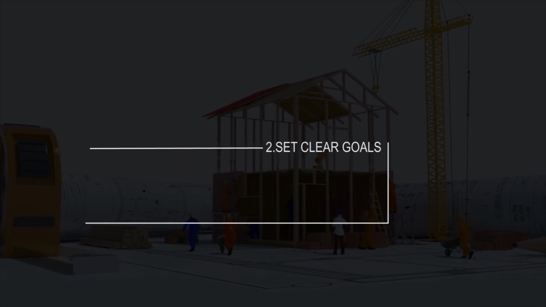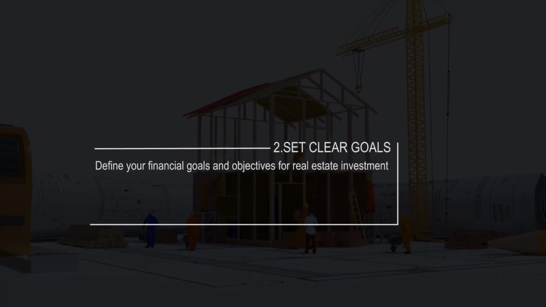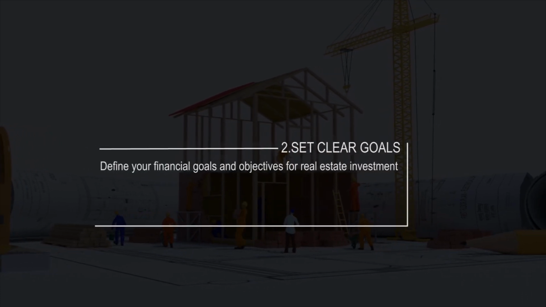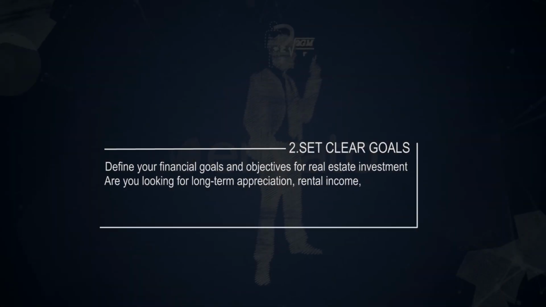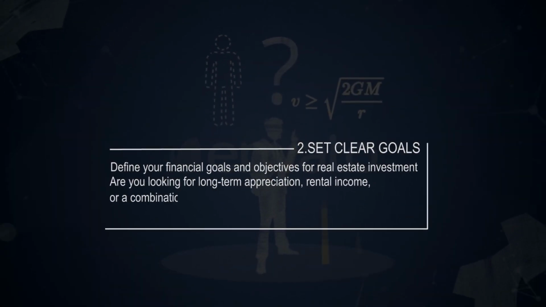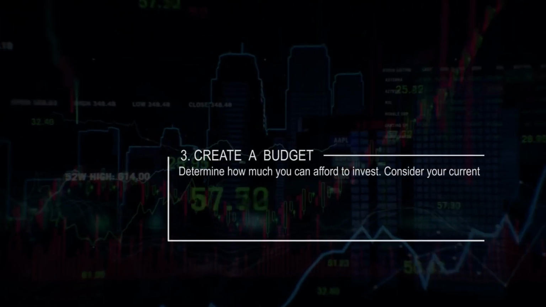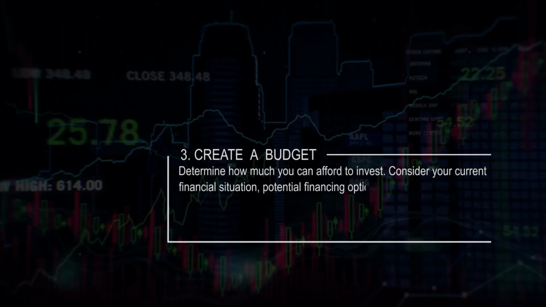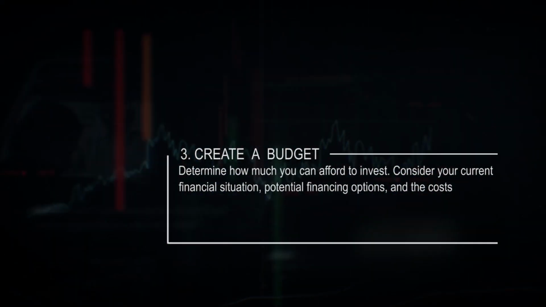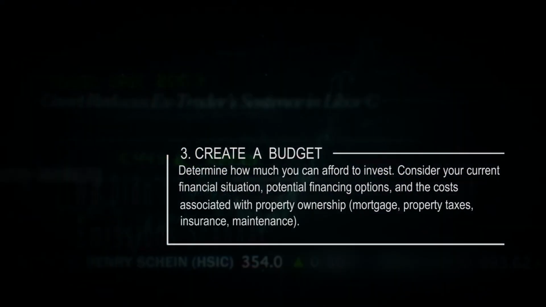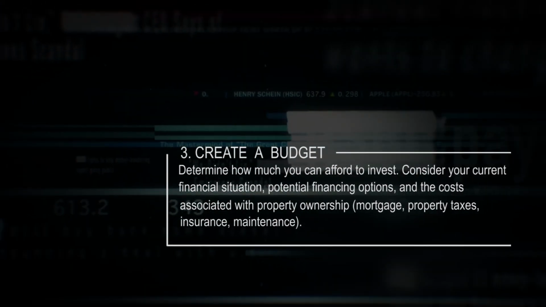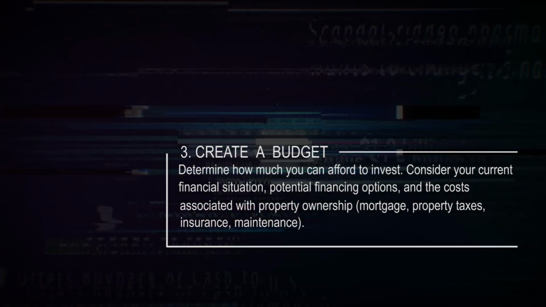2. Set clear goals. Define your financial goals and objectives for real estate investment. Are you looking for long-term appreciation, rental income, or a combination of both? 3. Create a budget. Determine how much you can afford to invest. Consider your current financial situation, potential financing options, and the costs associated with property ownership: mortgage, property taxes, insurance, maintenance.